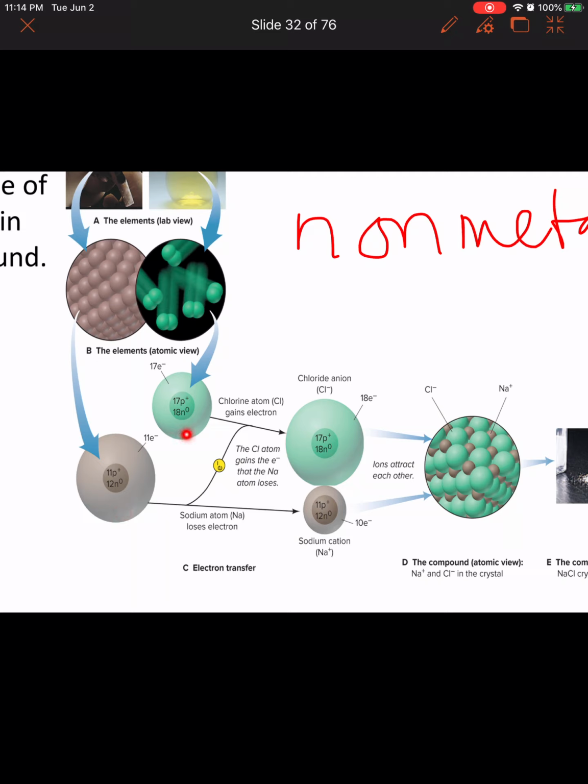And for chlorine, the atomic number is 17. So the number of protons is 17, and the number of electrons is also going to be 17. The mass of chlorine is 35.45, so you subtract 17 from 35, and it would be 18 neutrons. Basically, a neutral atom will have the same number of electrons and protons.